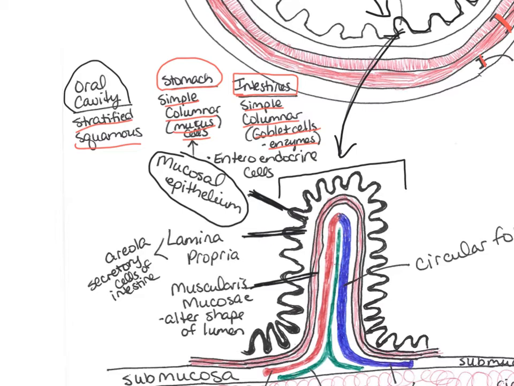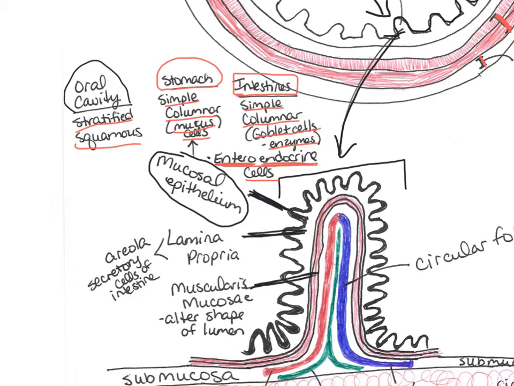So scattered in between these simple columnar cells in the stomach and the small intestine, and even in most of the large intestine, are these cells that are called enteroendocrine cells. As the name implies, entero means intestinal, and endocrine means hormones. So these cells will secrete hormones that can help to coordinate the GI tract, coordinate when the accessory organs are going to secrete, and coordinate motility of the GI tract.